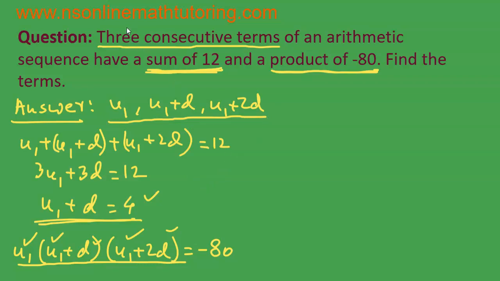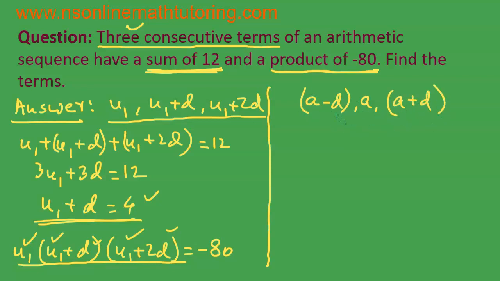Whenever you have 3 consecutive terms of an arithmetic sequence, try to take the terms as, say, I'm taking A as the middle term. I'm using this A instead of U1 because that may be confusing. You will be seeing how can U1 be the middle term. I'm taking A to be the middle term, and the first term is A minus D, and the third term is A plus D. If you take the 3 consecutive terms in this format, you see the common difference is D. So they are the 3 consecutive terms of an arithmetic sequence.